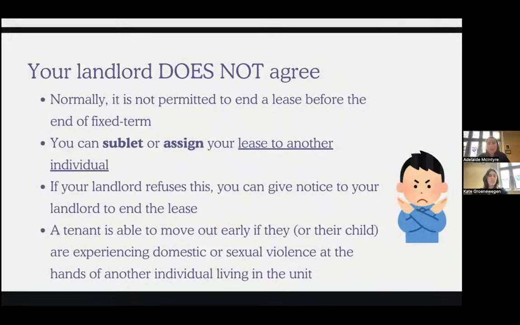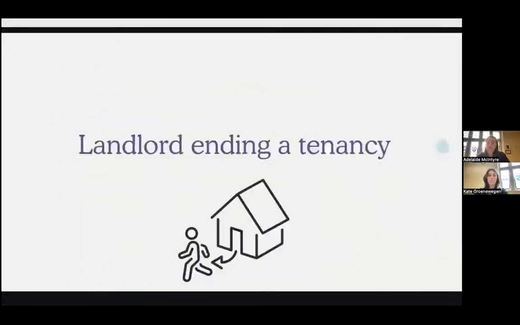The tenant will have to show that they are experiencing domestic or sexual violence at the hands of a partner, spouse, or family member living in that same unit. They will also have to show that if they remain in the same unit, they will be at risk of harm or injury. A tenant can fill out an N15 tenant's notice to end my tenancy because of fear of sexual or domestic violence and abuse.